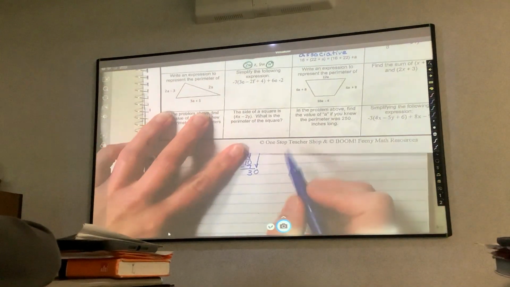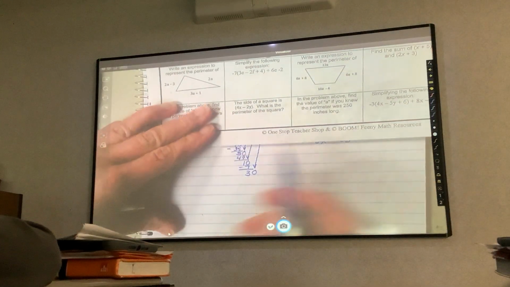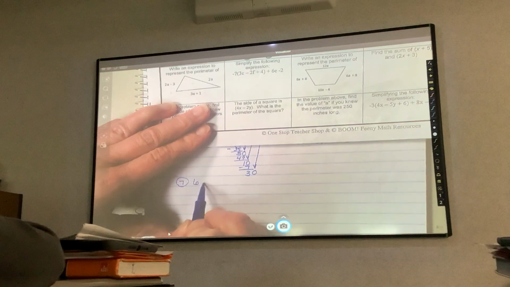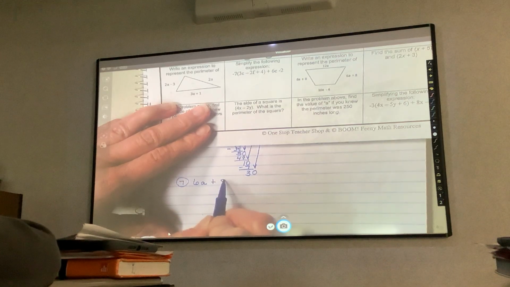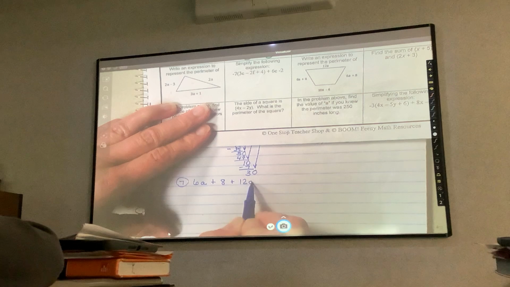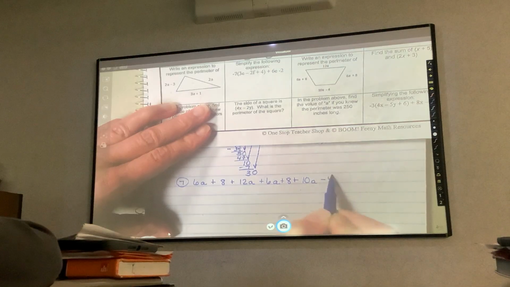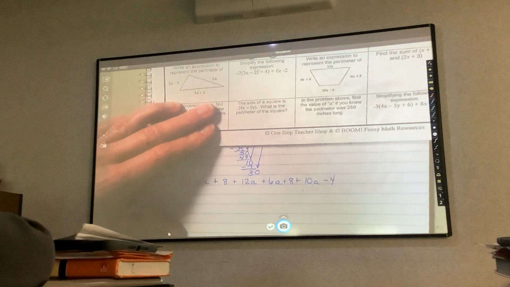Write an expression to represent the perimeter. So perimeter is just doing what? Adding all the sides. So I just copy it all down, 6a plus 8 plus 12a plus 6a plus 8 plus 10a minus 4. It's a lot of work there, right?